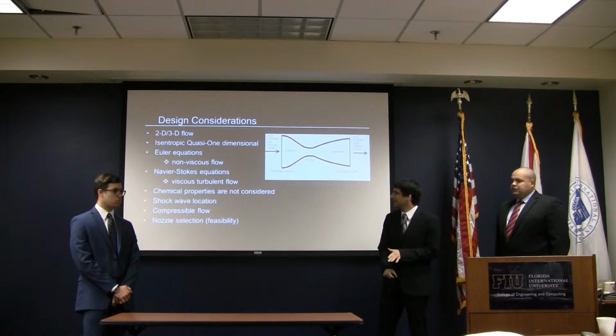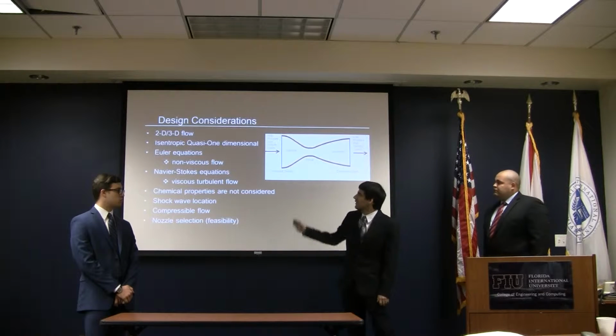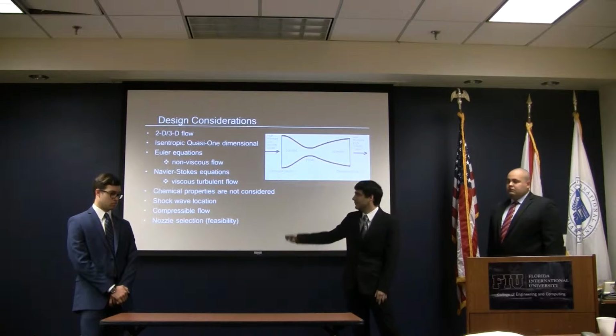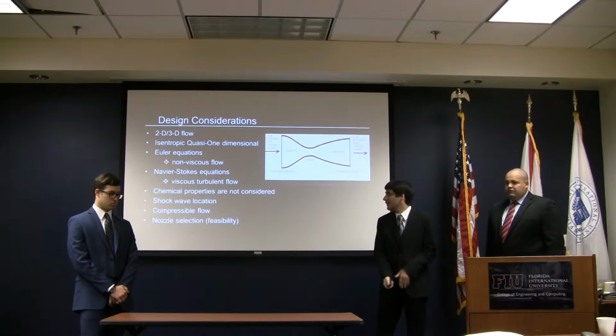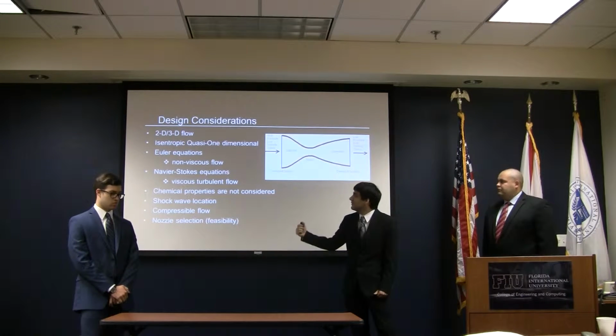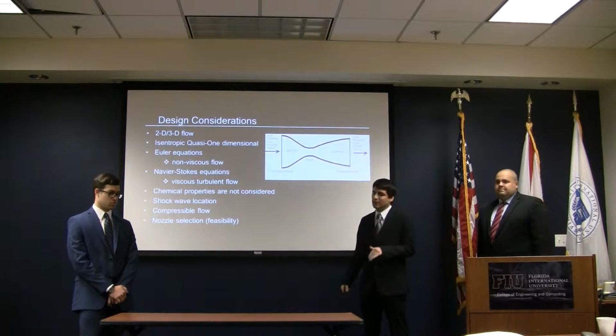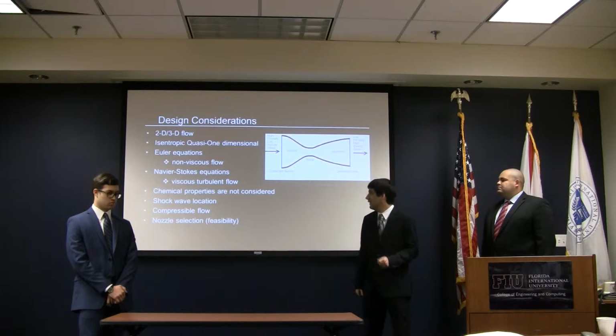The way we're going to start is we're going to run isentropic quasi-one-dimensional equations to obtain initial guesses for our Euler equations, which is basically non-viscous. And then we'll run Navier-Stokes equations, which is viscous and turbulent flow. We're not going to be considering chemical properties in our analysis.